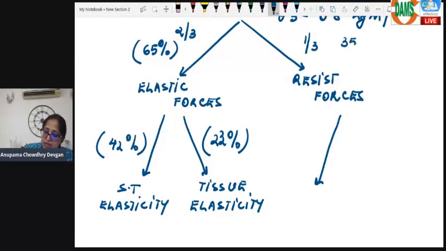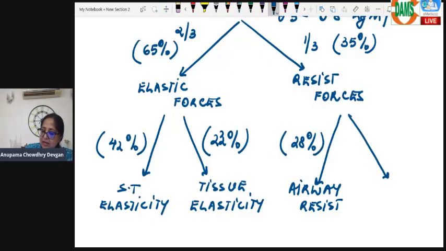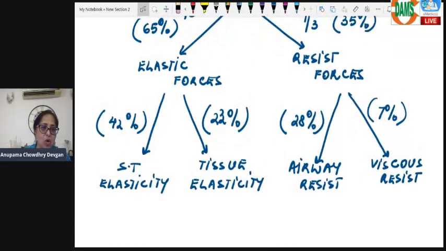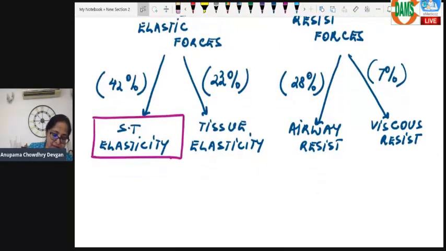About 35% of the work done is against resistance forces. There are two resistance forces: airway resistance, 28% of the work done, and viscous resistance, 7% of the work done. Viscous resistance means tissue viscosity against the viscosity of the air. So that is called viscous resistance. So my first important question is: maximum work done in quiet breathing is against surface tension force.